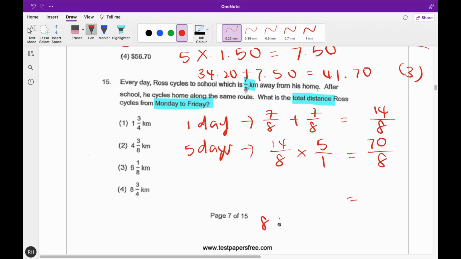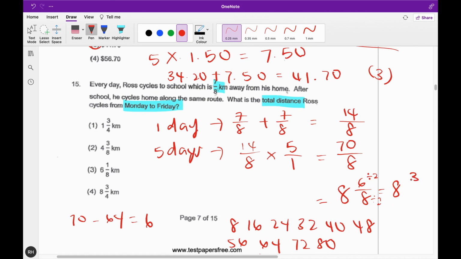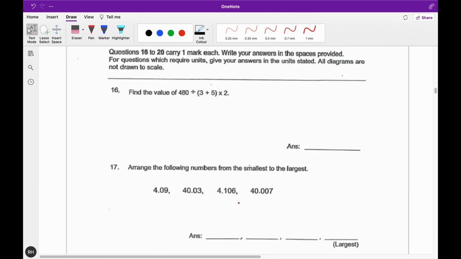So we can do this by 8, 16, 24. The largest multiple of 8 that is smaller than 70 would be 64. So 1, 2, 3, 4, 5, 6, 7, 8. We have 8 whole. And then 70 minus 64 will get 6. So this is 6 out of 8. And then we'll further simplify it, divided by 2, divided by 2. We'll get 8 whole. 6 divided by 2 is 3, 8 divided by 2 is 4. So answer is 8 whole, 3 out of 4 kilometers. Answer is option 4.